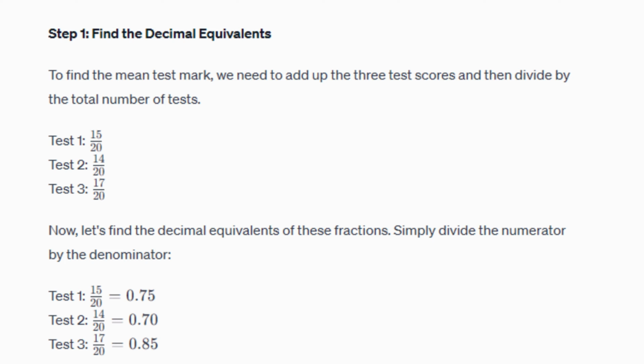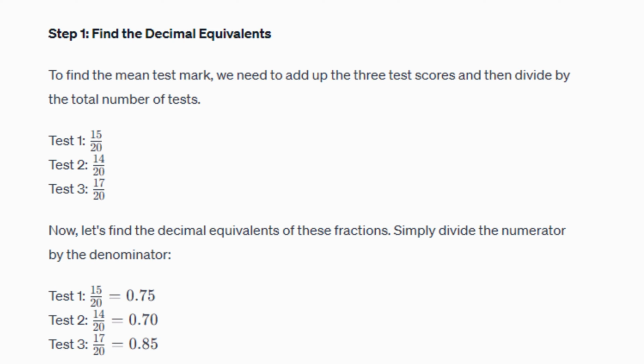Now, here are the steps that you should have taken to get the correct answer. To find the mean test mark, what you needed to do is to add up the three test scores and then divide by the total number of tests. But remember, I told you that you need to do something first, right? You had to change them into decimals, or if you wanted to change them into percentages, whichever one, it would have almost been the same anyway.